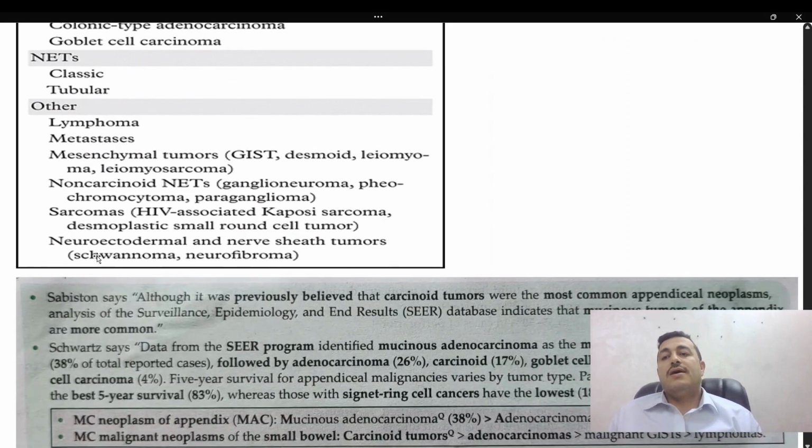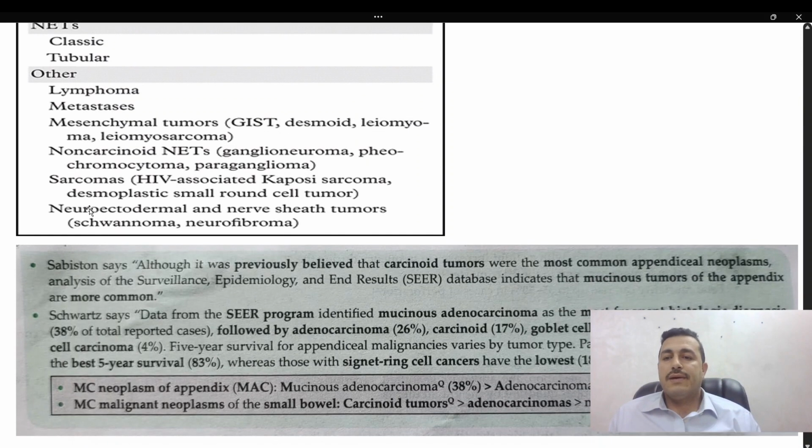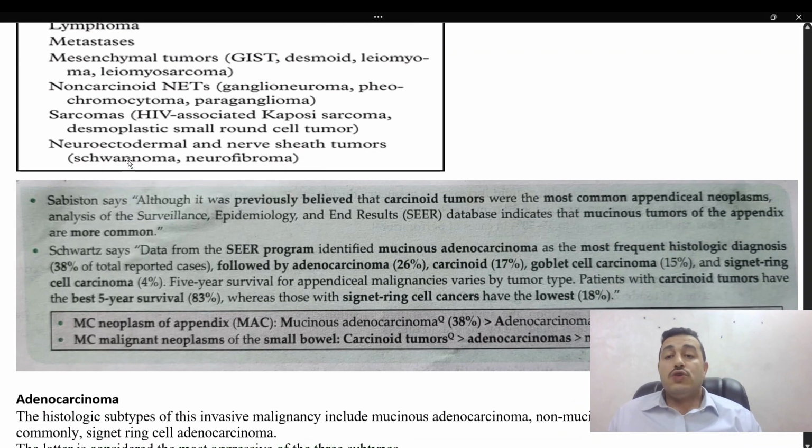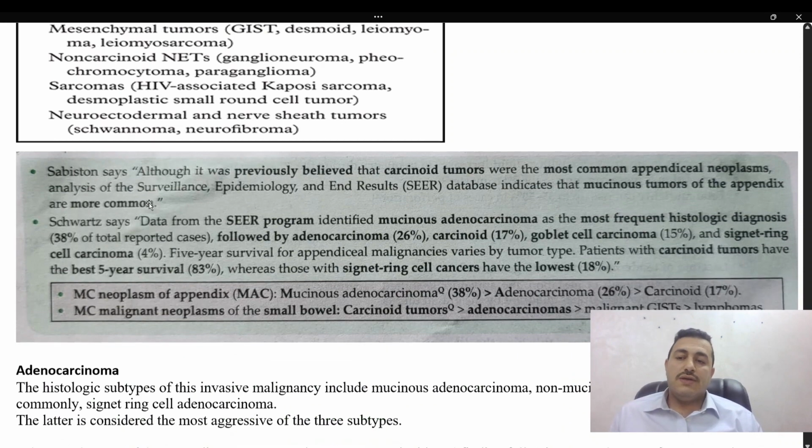Other malignancies in the appendix: lymphoma, it's simply easy to manage. We will discuss it in a few minutes. Metastases, especially from the ovaries, and mesenchymal tumors such as GIST, desmoid, leiomyoma, leiomyosarcoma. Okay, you can guess anything. Kaposi sarcoma, HIV associated. Okay, schwannoma, neurofibroma. This is a neuroectodermal or nerve sheath tumor.